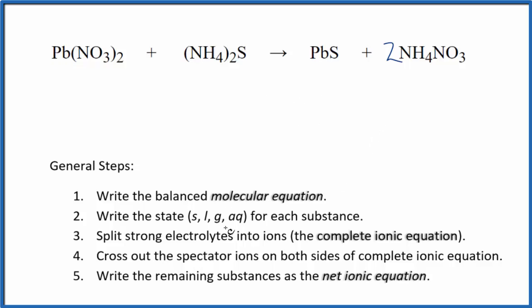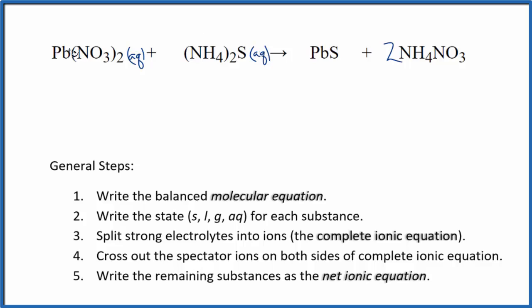Now we can write the state for each substance. Nitrates are very soluble, so we're going to write aq for aqueous. It'll dissolve, dissociate into its ions. Ammonium compounds are also very soluble, so aqueous. But sulfides in general are insoluble, and lead sulfide is an insoluble compound.